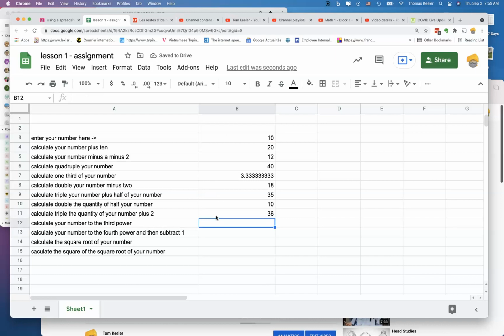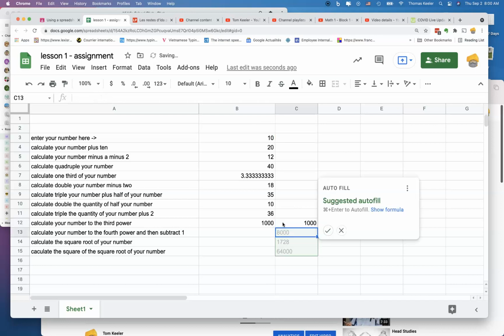Calculate your number to the 3rd power. Okay, so you could do this, right? B3 times B3 times B3. Or alternately, you could say I'm going to do equals power B3 to the 3rd power. So this is getting very close to computer programming where you give a command different pieces of information. So the first piece is where's your value? In this case, we give the value not as a number, but as a location. So that ability to use a location when giving information instead of a number is, you don't realize it right now, but one of the most powerful things about computer programming.